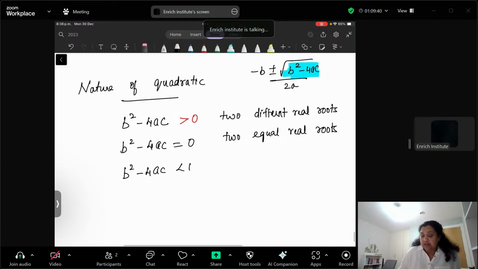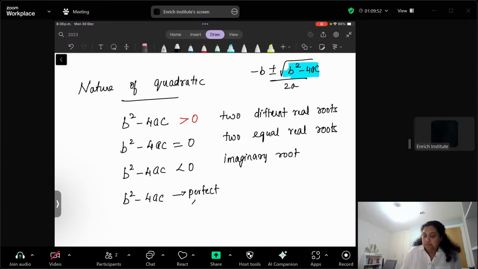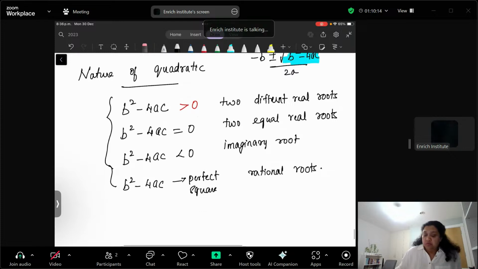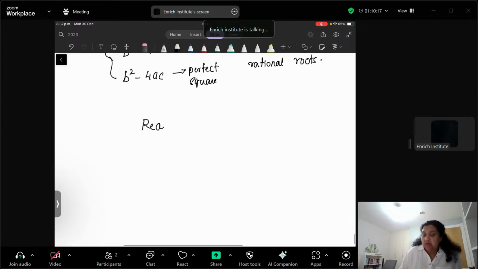B square minus 4ac less than 0: imaginary roots, and this will go to the complex numbers. And if b square minus 4ac is a perfect square, it's rational roots. So I would say memorize all of this. Real roots: it should be greater than or equal to 0. Imaginary roots: less than 0. And perfect square: it is a rational root. Mostly the questions will be real or imaginary. Remember, for real, it is greater than or equal to 0.